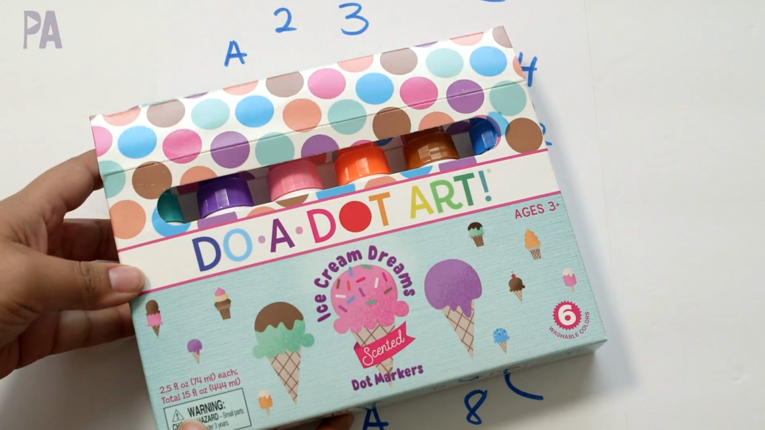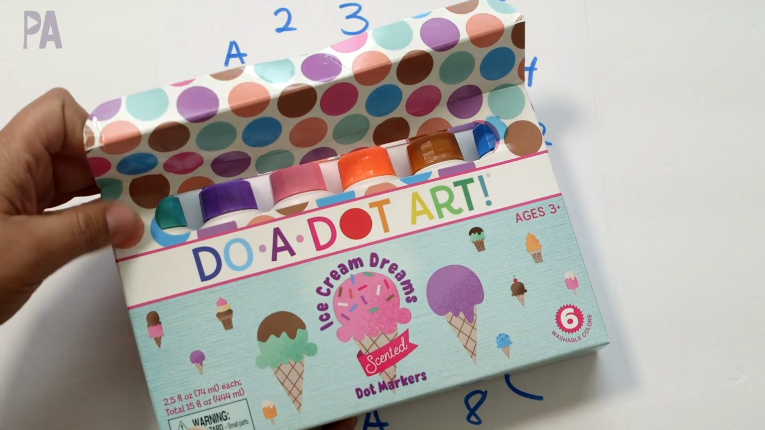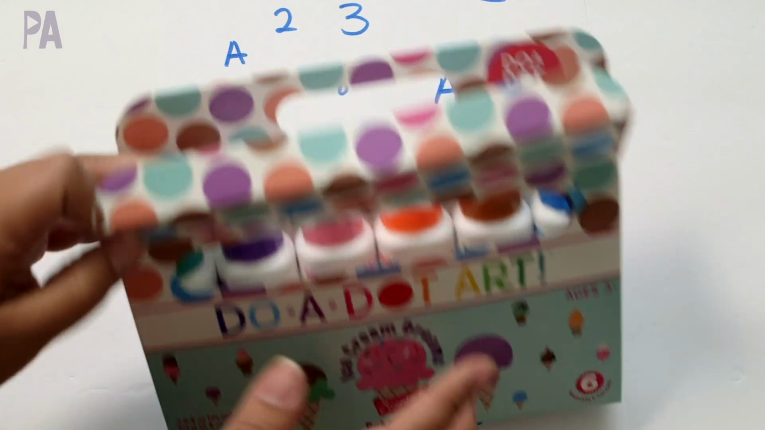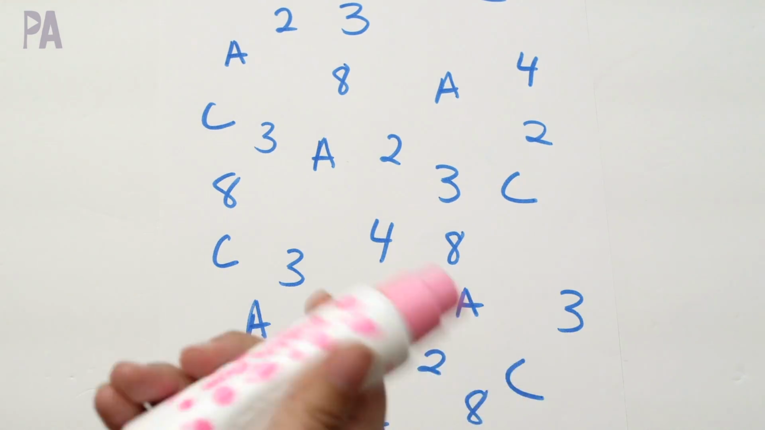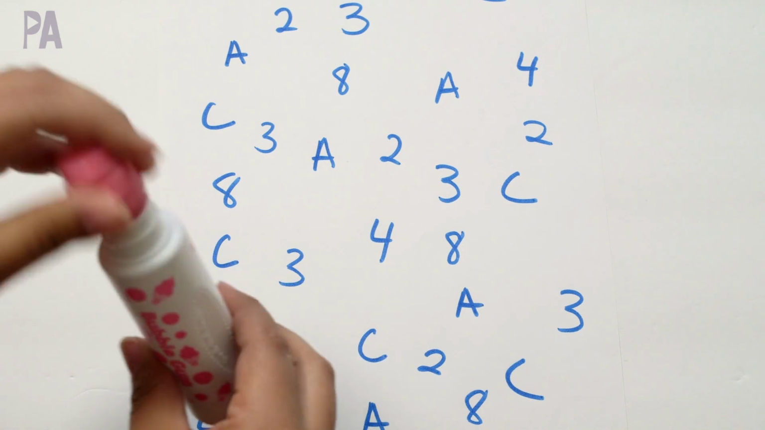I'm going to use these new Do-A-Dot markers that we got from my Lakeshore Learning Store haul a while ago, and they're the smelly markers, just to make things a little bit more fun. It smells super, super yummy. You don't have to have these, not required, but just make it a little fun here.